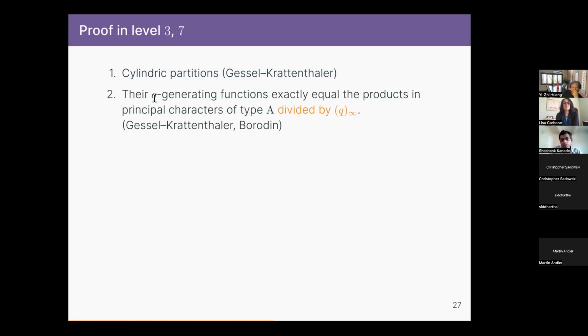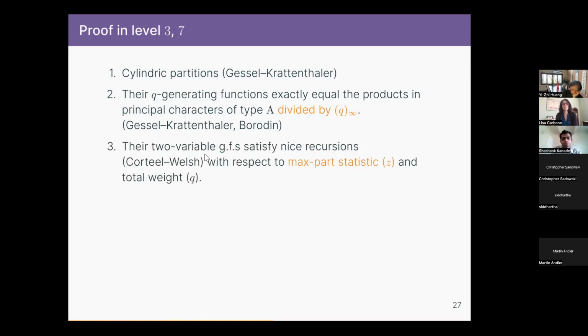So the point is that they're q-generating functions. They have a weight attached to them, just add all the parts. And their q-generating functions are exactly equal to the products in principal characters divided by q infinity. So it's exactly that right-hand side. This fact was almost proved by Gessel and Krattenthaler, except that they had to use the Macdonald identity to put it in this nice product form, and that is explained by Foda and Welsh. But there is another paper by Borodin, who I think works in integrable probability, so there is some other circle of ideas which also gives this.